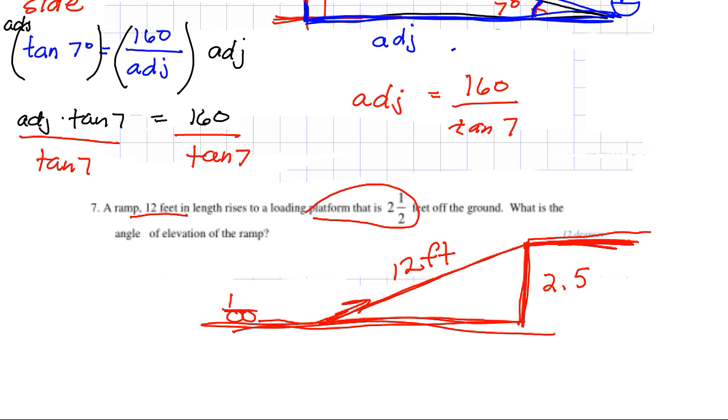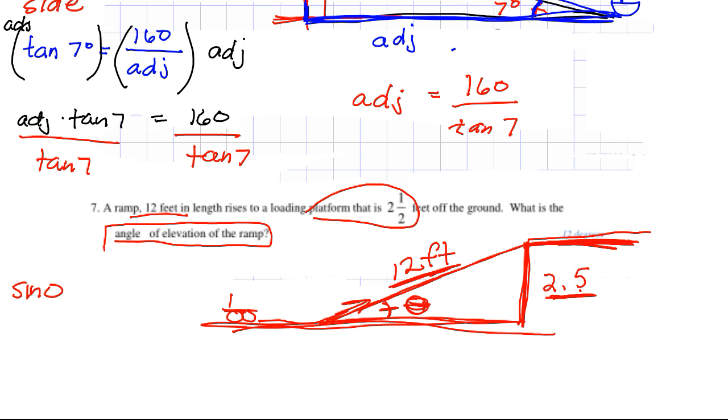We are being asked for the angle of elevation of the ramp. Remember, angle of elevation is the angle that's being made with the horizontal side. So that is the measure that we're looking for. We're trying to find the angle. We know the length of the side opposite. We know the length of the hypotenuse. Opposite, hypotenuse. Again, we're talking about the sine function. The sine of an angle is equal to the length of the side opposite divided by the length of the hypotenuse.